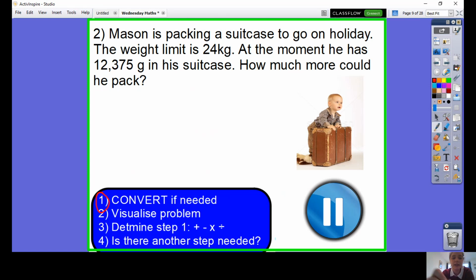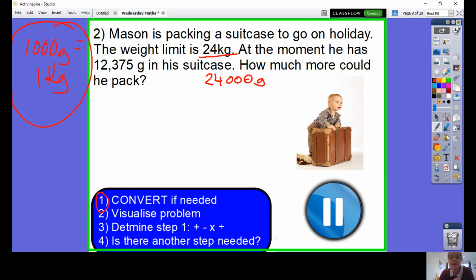Step 1, convert. Always convert to the smaller unit. So 24 kilograms, I know there's 1,000 grams in 1 kilogram, so I'm timesing by 1,000. That would be 24,000 grams. Okay, if you accidentally went to 2,400, you only times by 100. So that means you don't know this fact, write it down to help you.